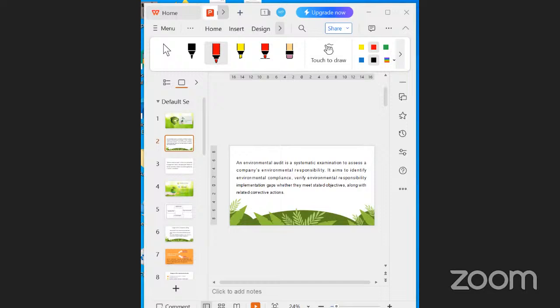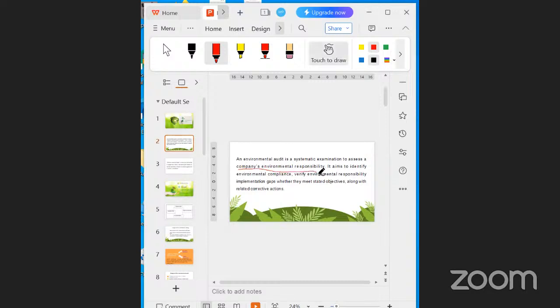An environmental audit is a systematic examination to assess a company's environmental responsibility. It aims to identify environmental compliance, verify environmental responsibility and implementation gaps, and check whether they meet stated objectives, along with related corrective actions. The overview of environmental audit is an independent assessment performed by different organizations to ensure that they are complying with the environmental policies.